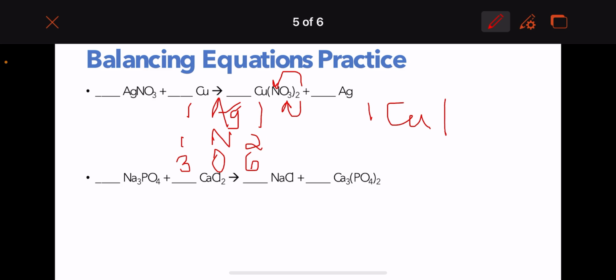So our silvers look good. Nitrogens don't look so great. So let's go ahead and put a 2 on the reactant side. And so that changes our silver to 2. It changes our nitrogen to 2. It changes our oxygen to 6.